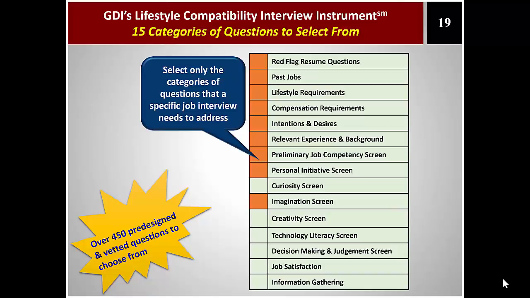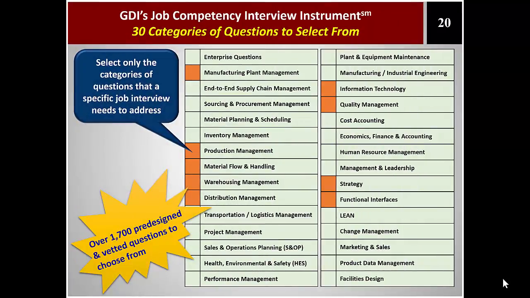So 13 of these 15 really pull from our 450 pre-designed questions. And those questions will be used, and whatever we ask you, we'll generally ask everybody that's interviewing for that position. Should you get past the lifestyle compatibility interview and make it into the job competency interview, we draw from over 1,700 questions in 30 categories.